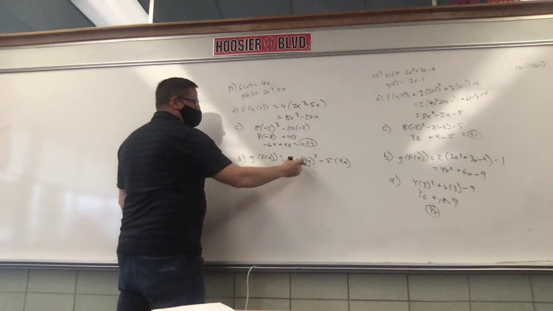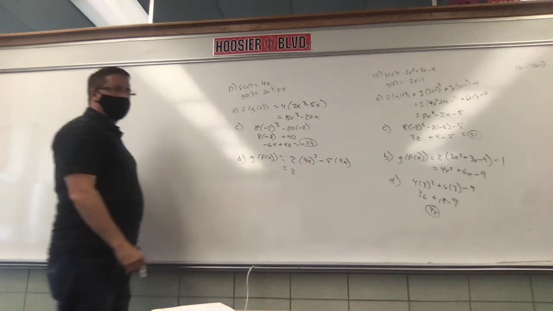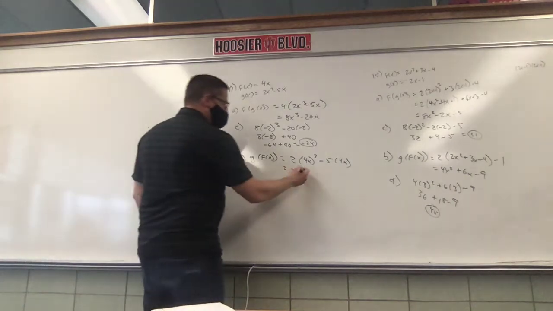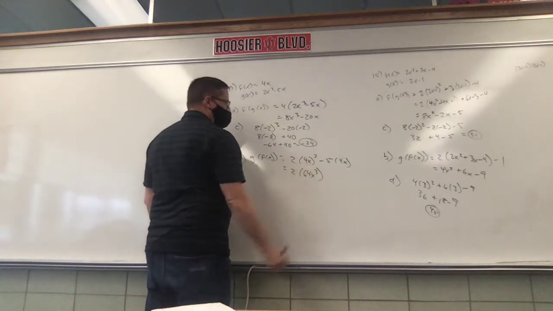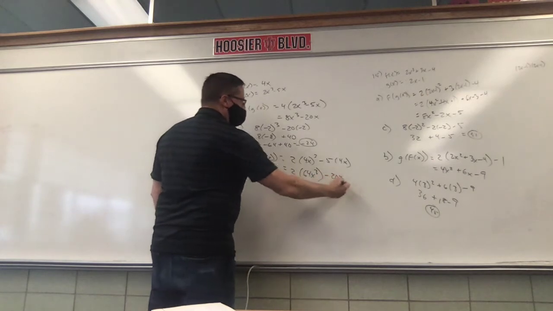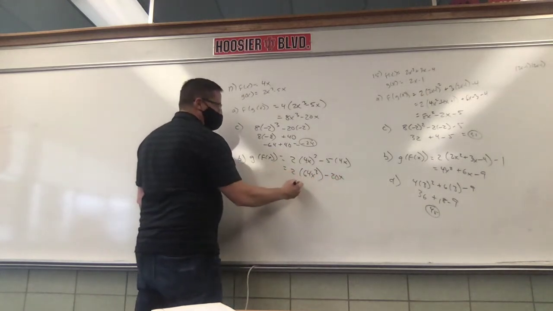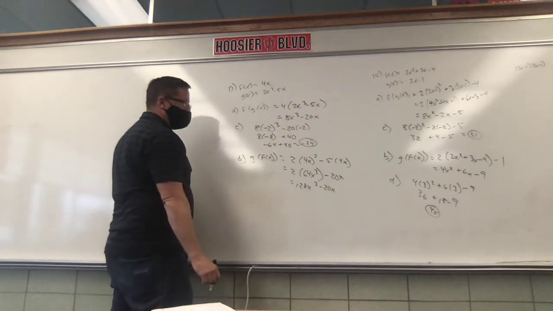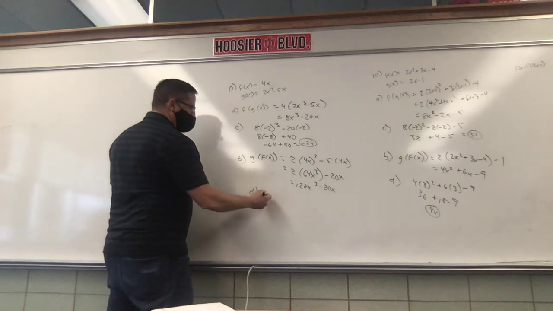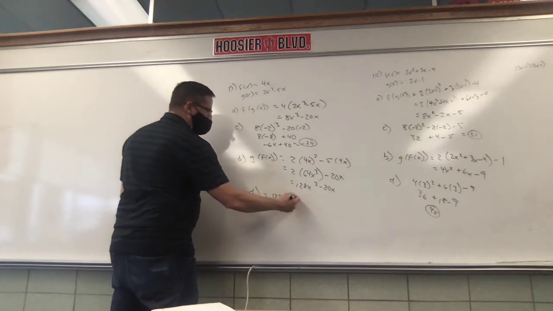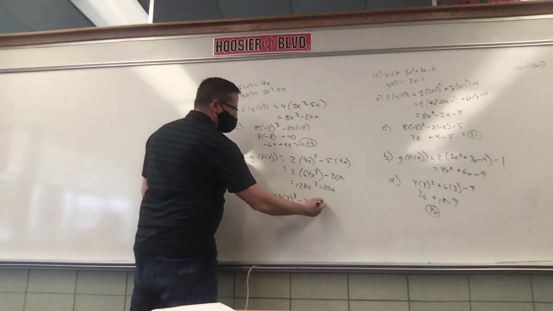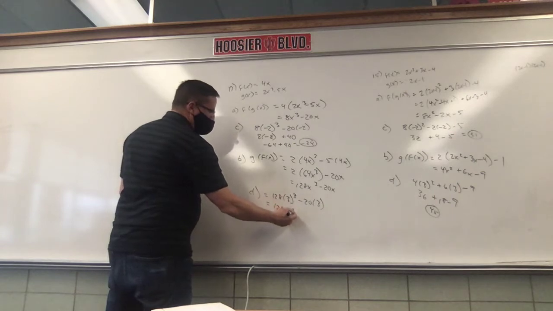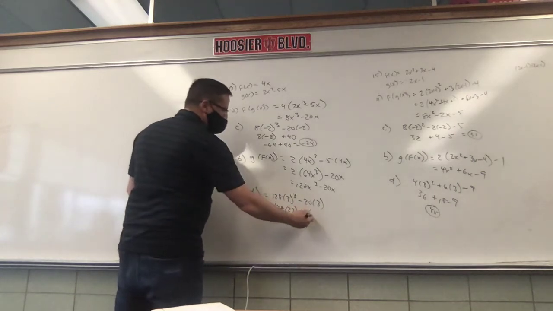If we cube 4x, 4x times 4x times 4x, 4 times 4 times 4 is 64 x cubed. Negative 5 times 4x is negative 20x. Clean this up, 2 times 64 is 128x^3 plus 20x, and then again we plug in 3. Plug in 3, we have 128 times 3 cubed minus 20 times 3. 3 cubed is 27, 128 times 27. 20 times 3 is 60.